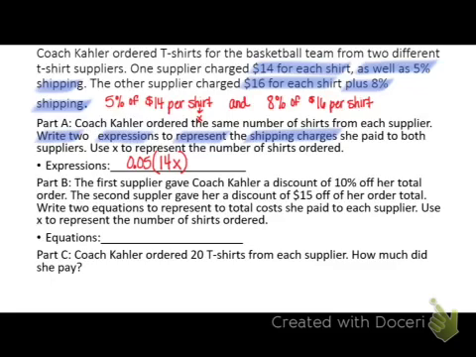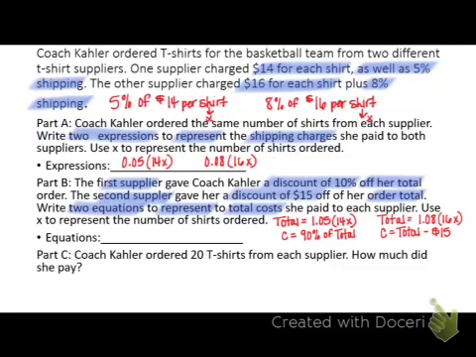You can do the same thing with the second supplier. The shirt is going to be represented by the letter x, and we are paying $16 per shirt, so 16x. And again, 8% of that, of represents multiplication, is going to be the decimal 0.08. So 0.08 times 16x. These are 2 different expressions representing the 2 different suppliers.